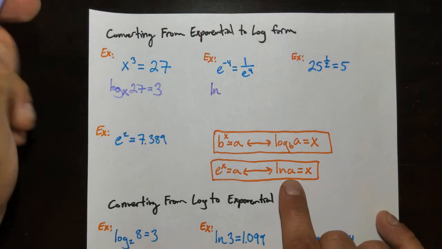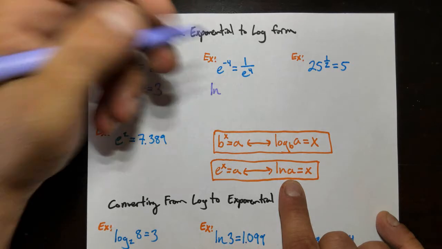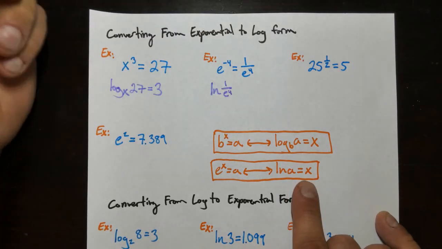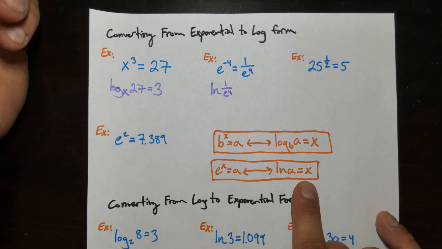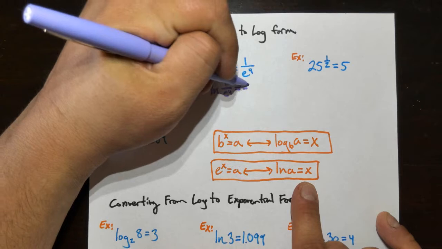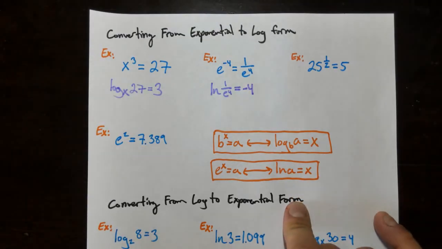ln of a, where a is 1 over e to the fourth, is equal to our x. And x is the exponent, in this case -4. Just like that.